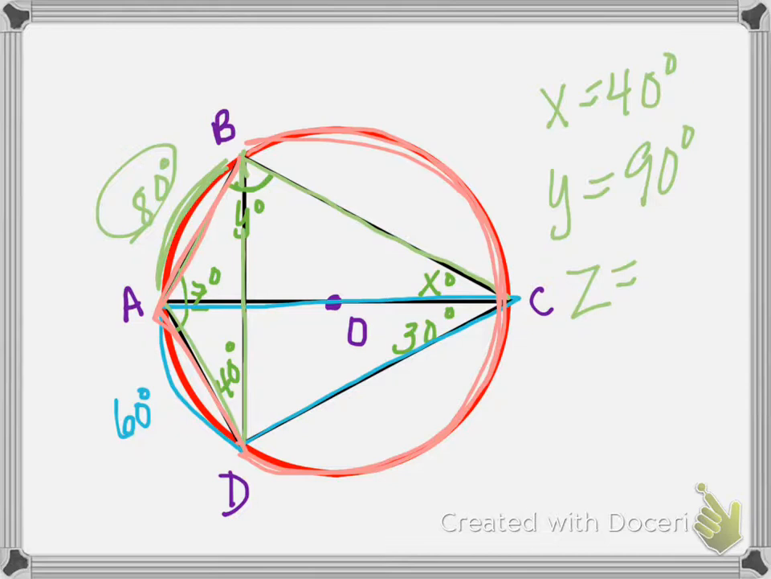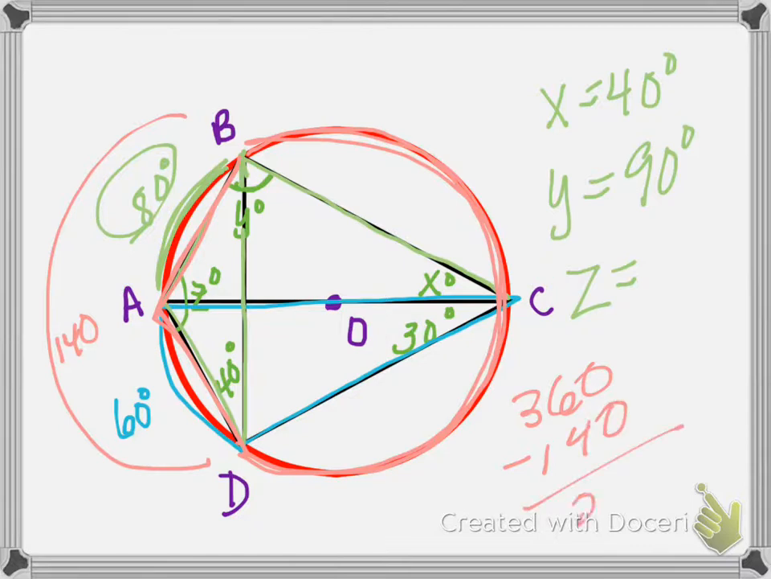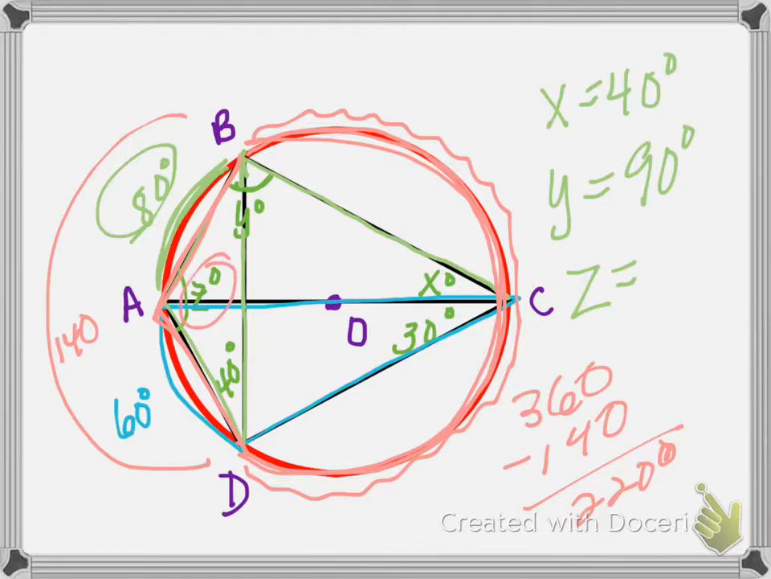Well, I know that these two right here equal 140. So 360 minus 140 equals 220. That means that this arc out here is 220. Z is 1/2 that arc. So Z is 110 degrees.